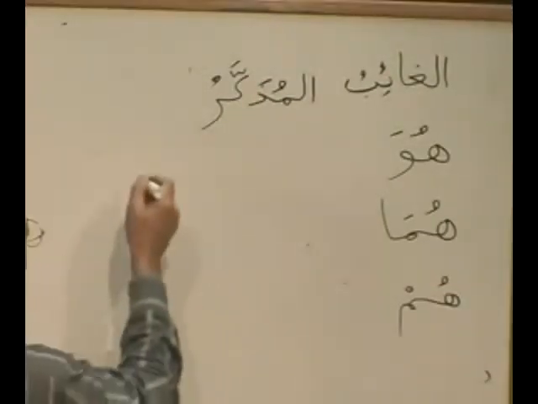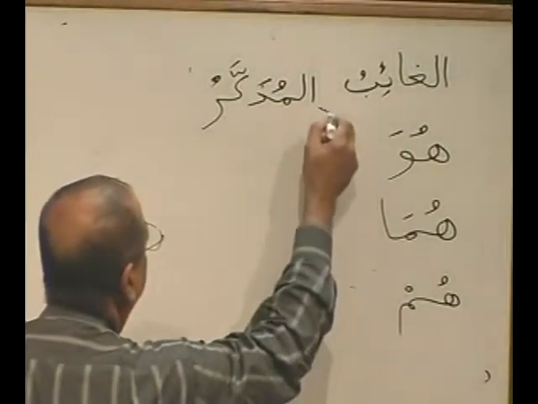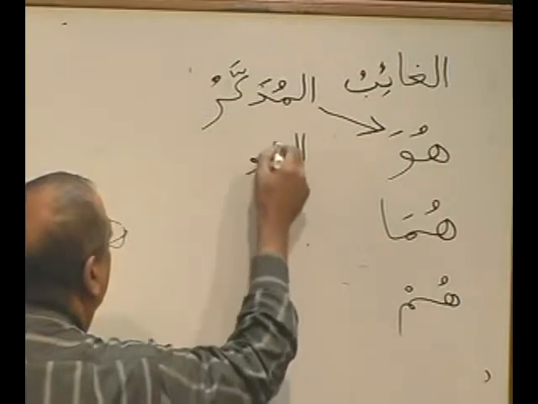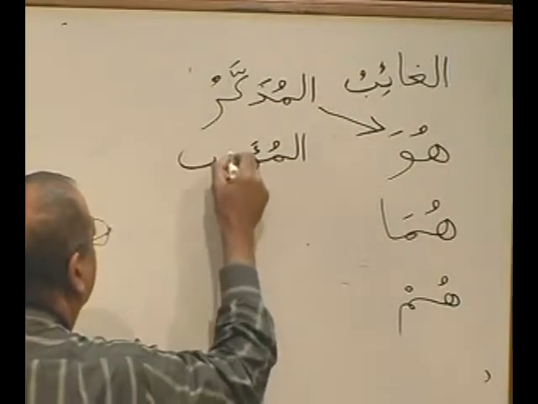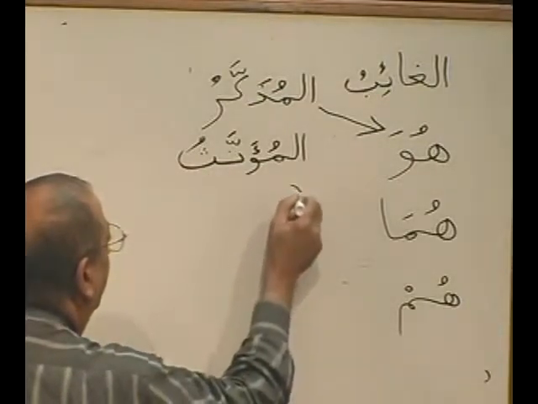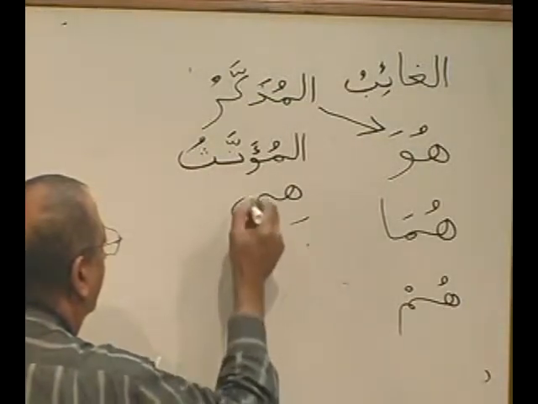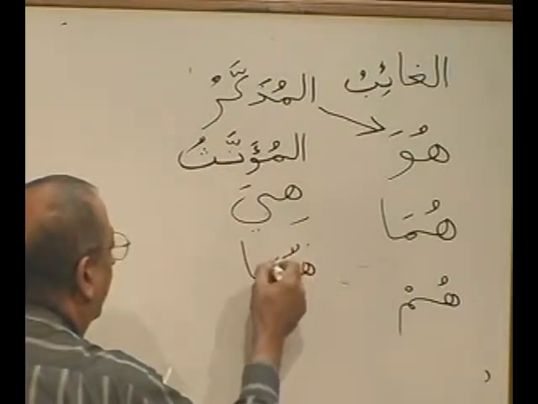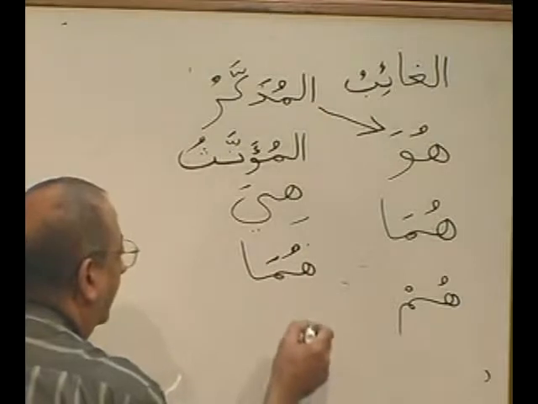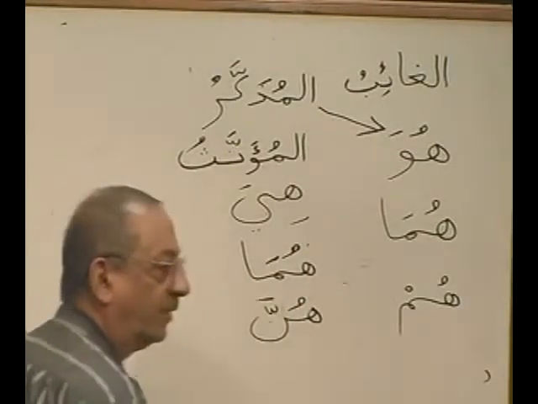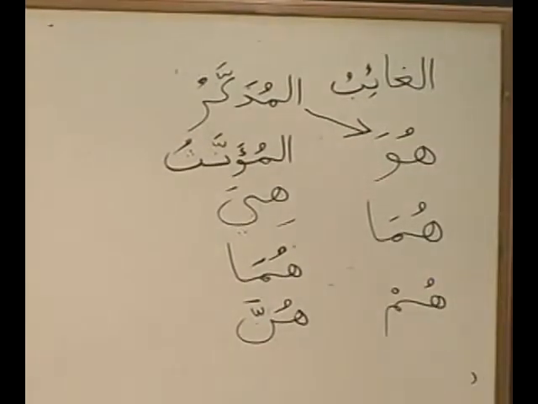And then I will write down, this is al-muzakkar, brother. And then I'll write down here muannas. Okay? And then it will become hiya, and then huma again, and then hunna. Are you with me, brothers and sisters? It is hunna.